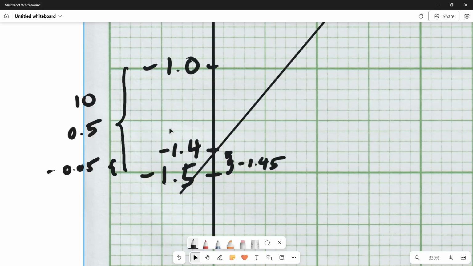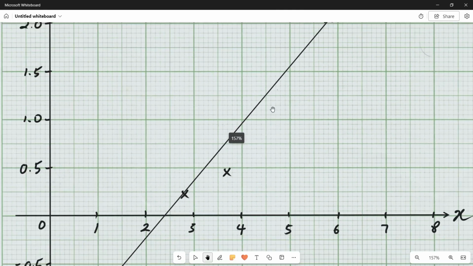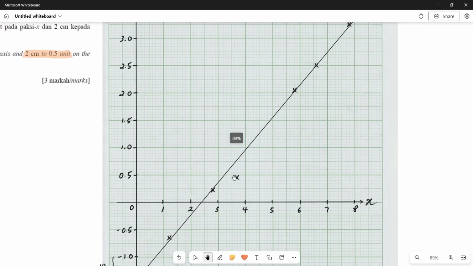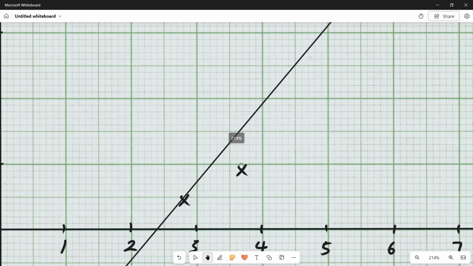Now let's go back and solve the questions for part C. But before going to part C, I just want to explain this point. As you see, this point is very far away from the line. This is the incorrect point that I mentioned to you just now. This other one is normal, it's alright. Don't have to worry about this point.